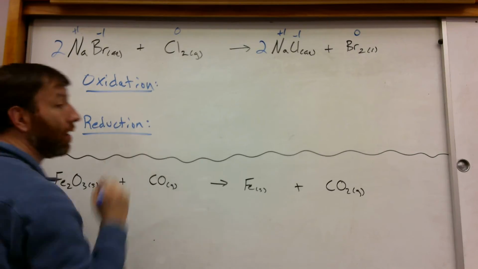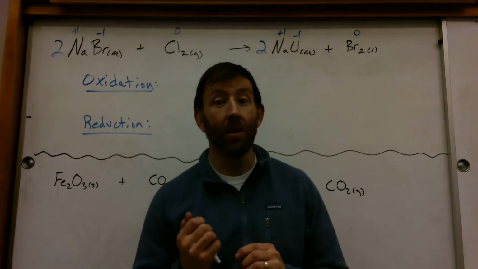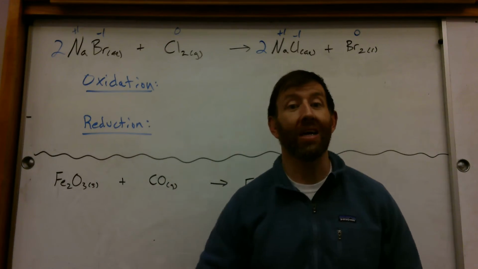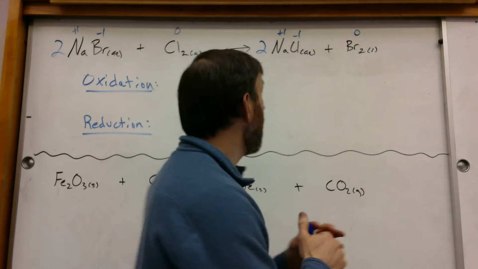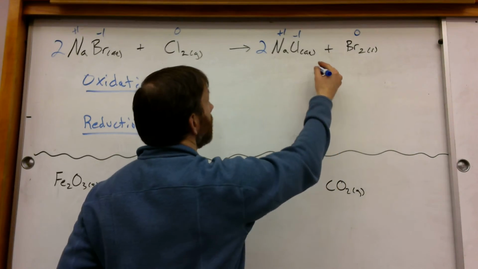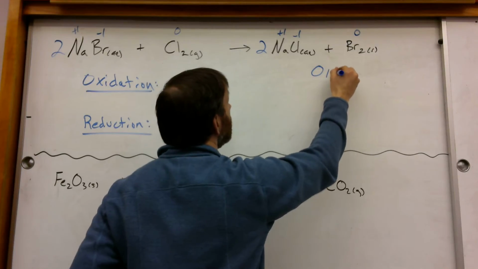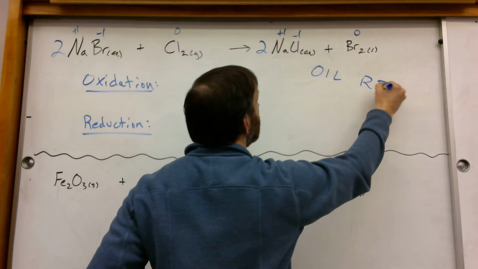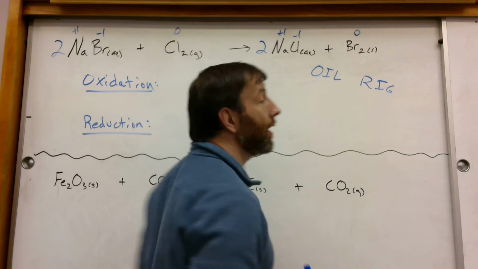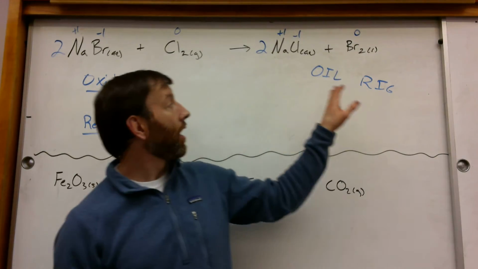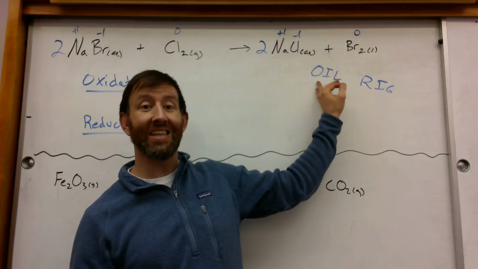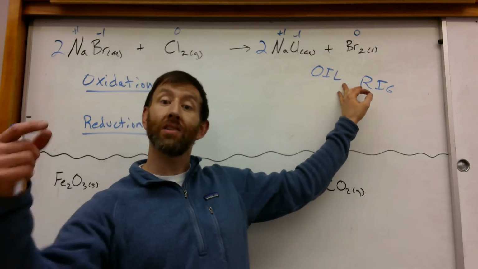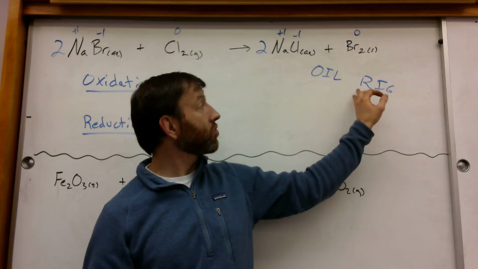Boom, boom. Now, in that, what we have to be able to do is identify what is oxidized and what's reduced. Now, there's a little helpful tool, right? OIL RIG. All right. Now, what that does is it's a little mnemonic device. So OIL stands for oxidation is loss of electrons. RIG is reduction is gain.